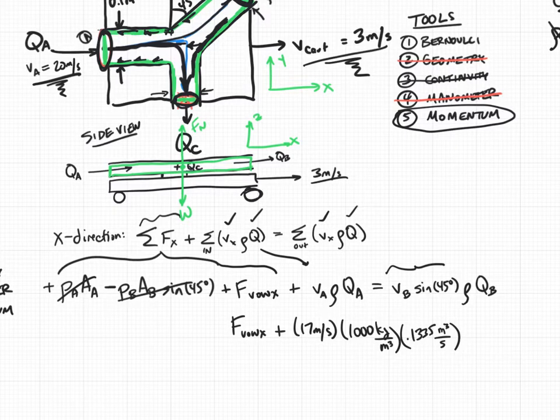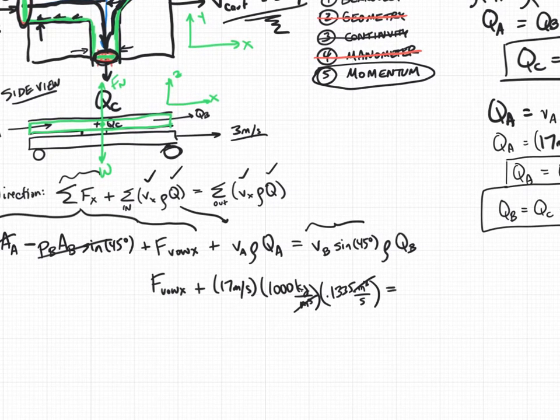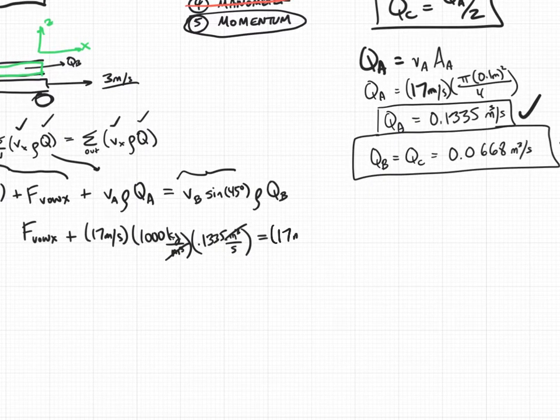Okay, so note the units here: cubic meters are going to cancel, and we get kilograms meters per second squared. A kilogram meter per second squared is a Newton, which is good because we're trying to solve for forces here. Equals V_B, well, V_B is 17 meters per second, the sine of 45 degrees, rho again is 1,000 kilograms per cubic meter, and Q_B is 0.0668 cubic meters per second. Again, notice these cubic meters are going to cancel, and we're going to get kilograms meters per second squared.